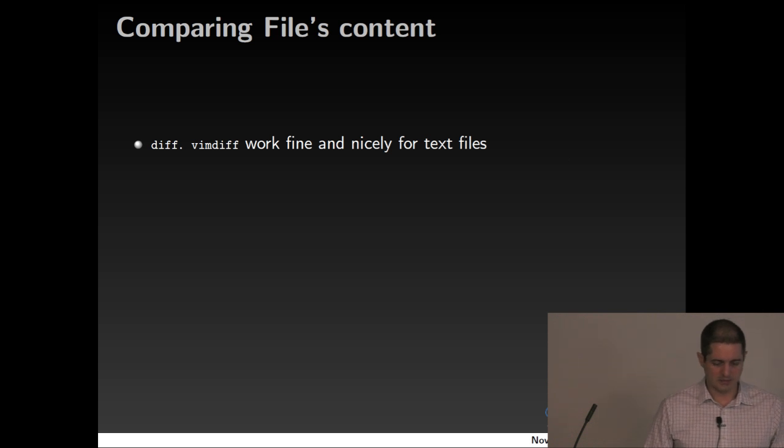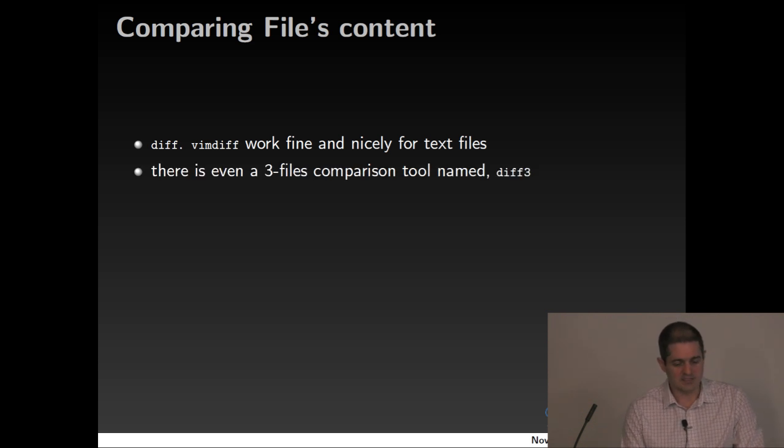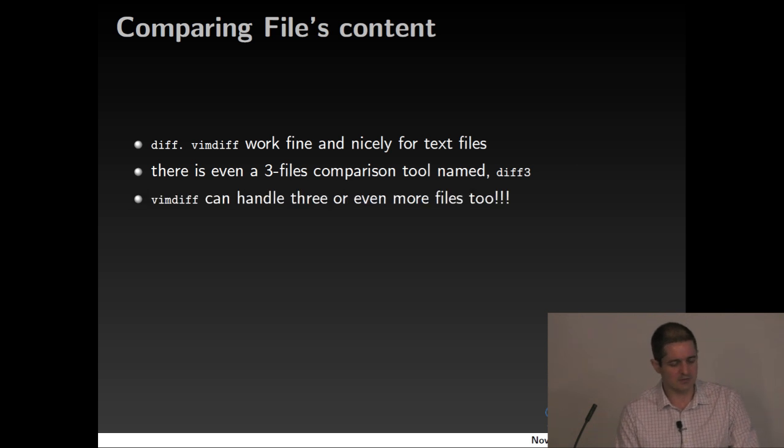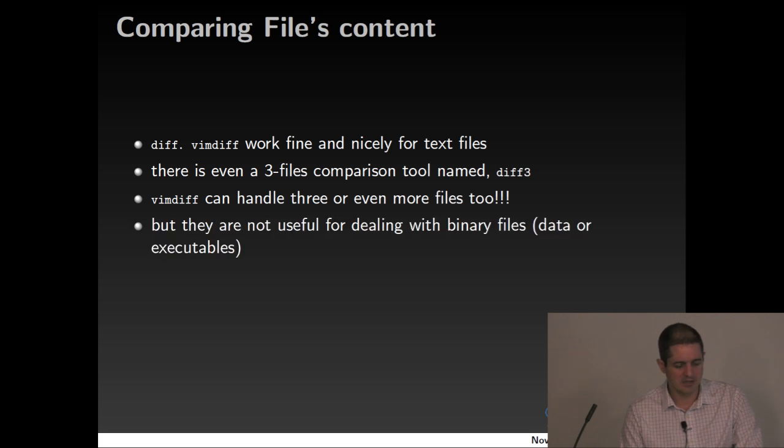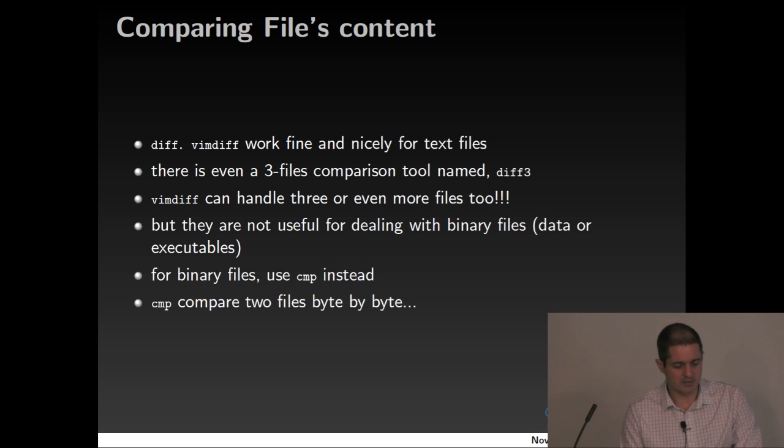Yes, we saw the diff in vimdiff. It's very nice for working with text files. There is also diff3 that works in comparison with three different files, right? I don't use that much. Vimdiff can also handle several files. Usually I'm comparing two files most of the time. But it's not useful when you're dealing with binary files. For that, we need to use a command called cmp. So you compare byte by byte.